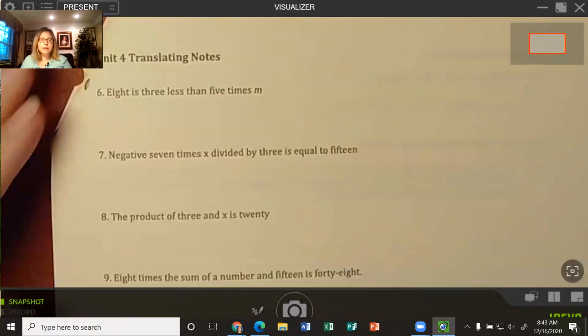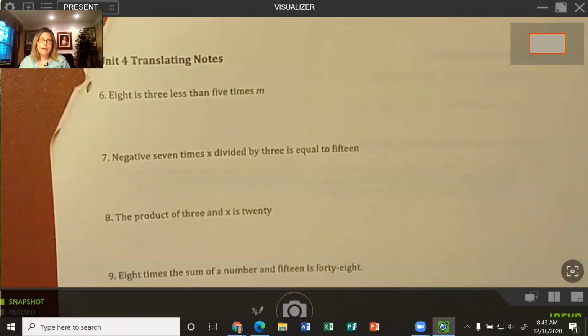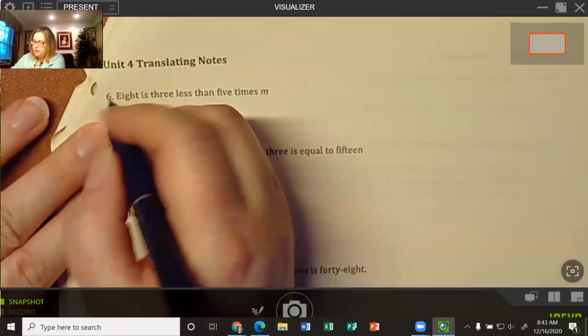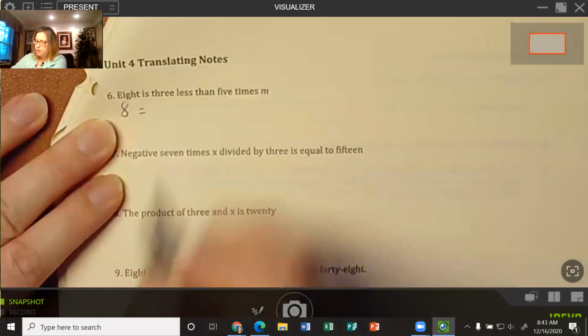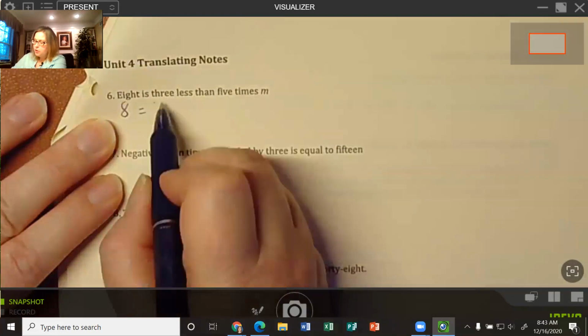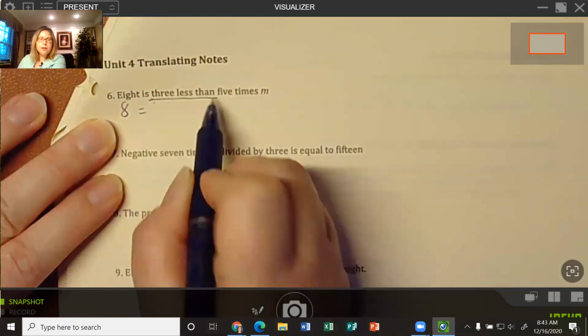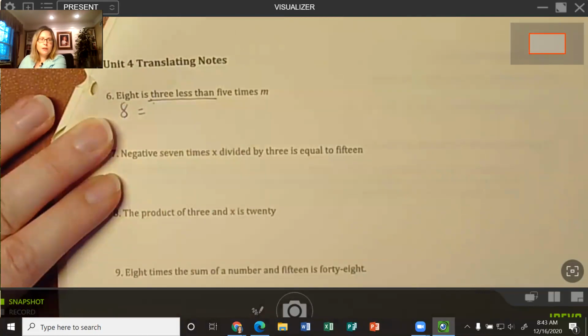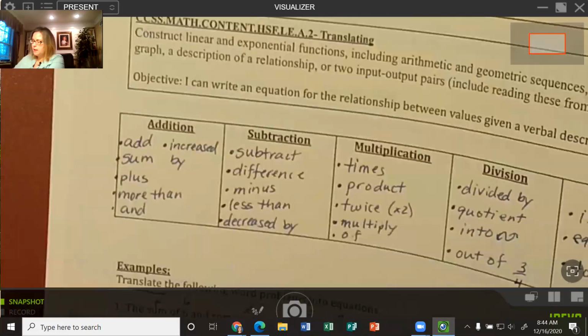Number 6, 8 is 3 less than 5 times n. So here we have 8 is 3 less than. So in order to have 3 less than something, we have to find out what we have to start with and then take away 3. Okay, oh, take away is another word we did not use for subtraction. So let's add that in.